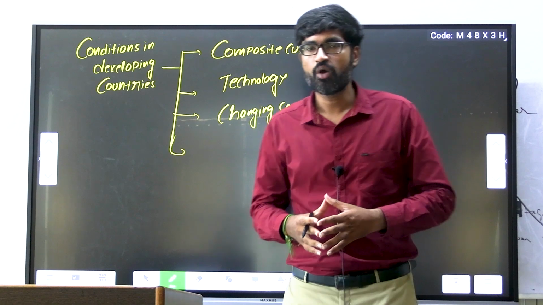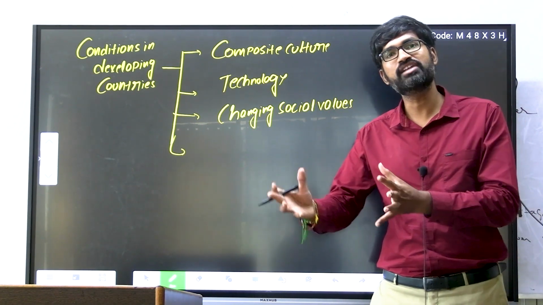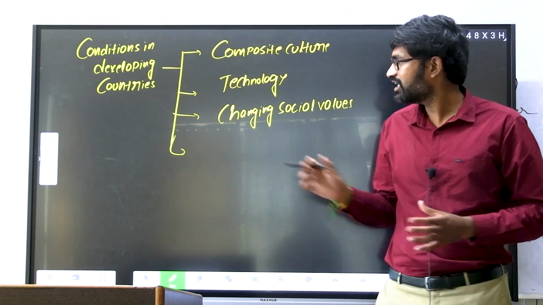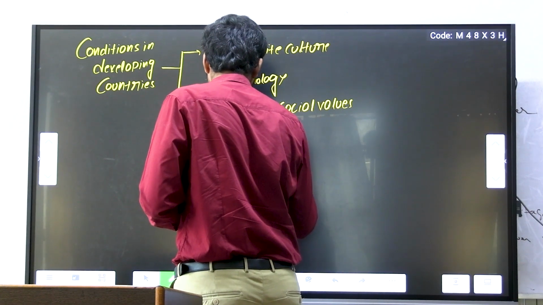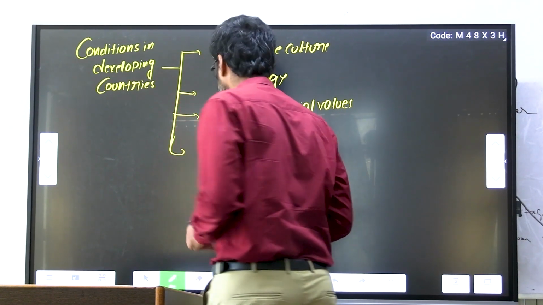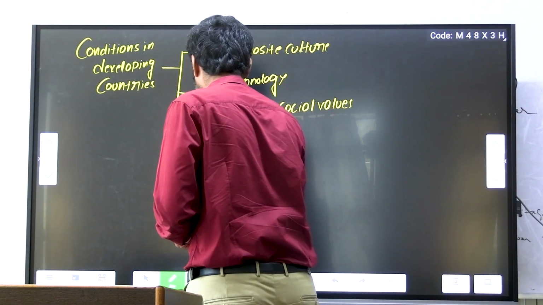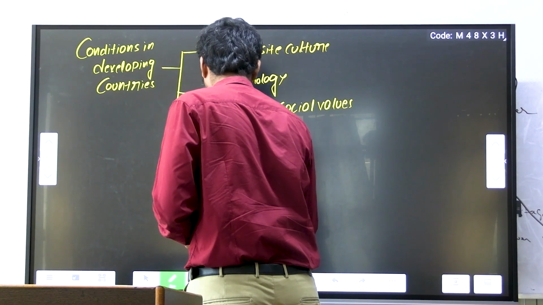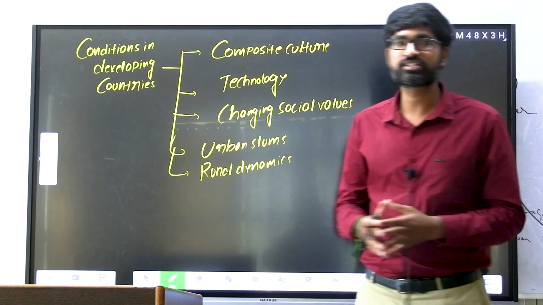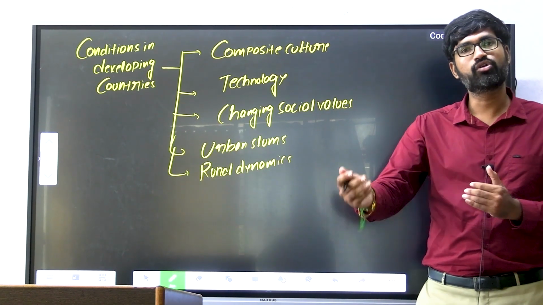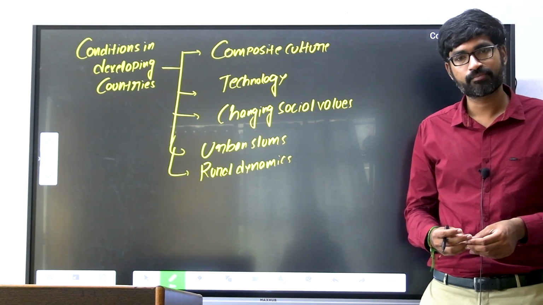Changing social values, where people tend to change the caste or change the values they have along with economic stability. Then along with this, we have conditions like urban slums present. So urban slums. Then there is changing rural dynamics. That is making the conditions in developing countries more attractive to move towards the urban areas from the rural areas. So now we have started with the conditions.